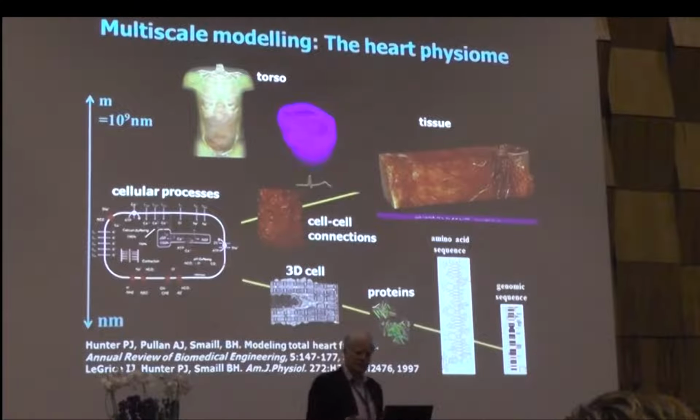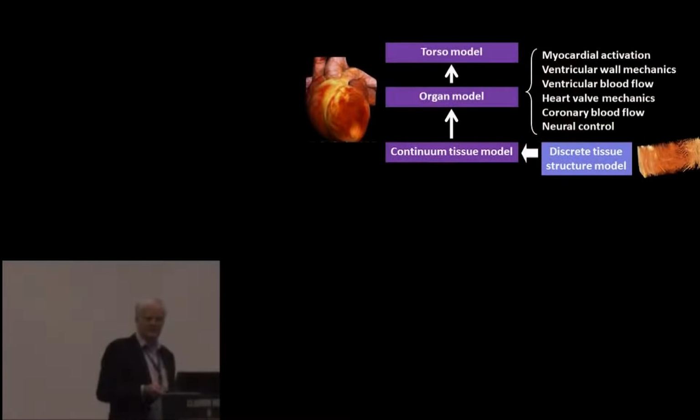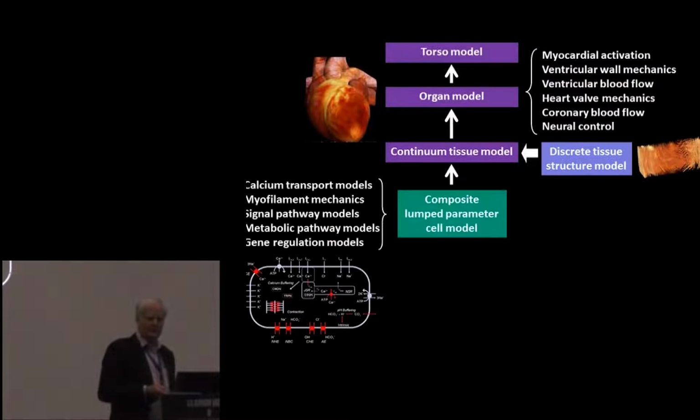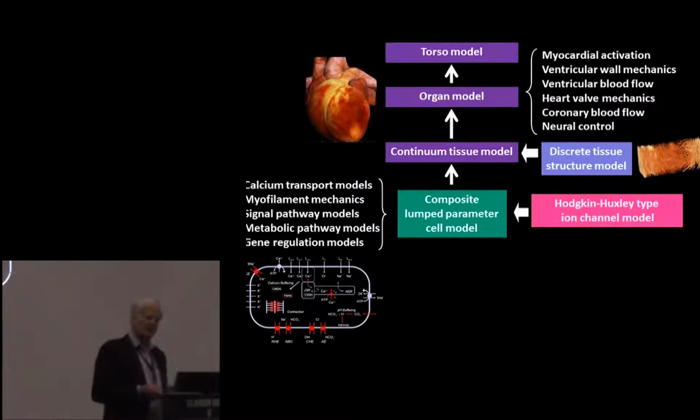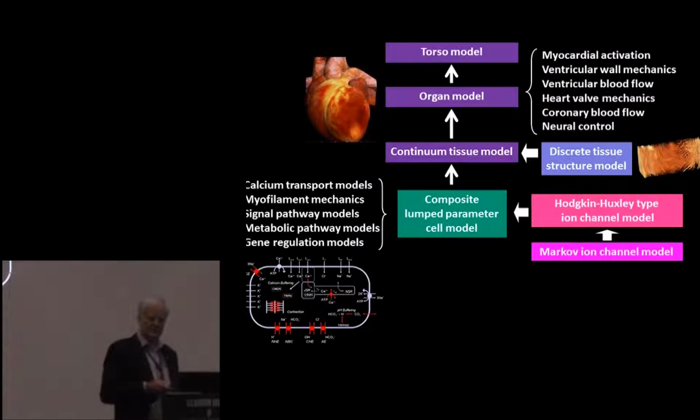So these are the sort of challenges we're facing, and typically at the organ level they involve all these types of physics. Typically at the cell level they involve these sorts of processes: calcium transport, mechanics, signaling, metabolic pathways, gene regulation. And very often the beginning point for many of them, of this type of modelling at the cell level, was the Hodgkin-Huxley equation.